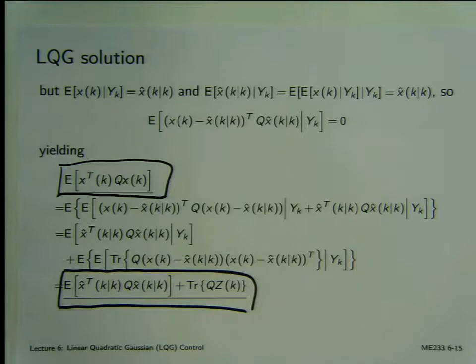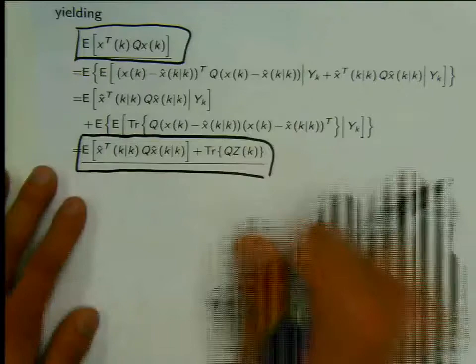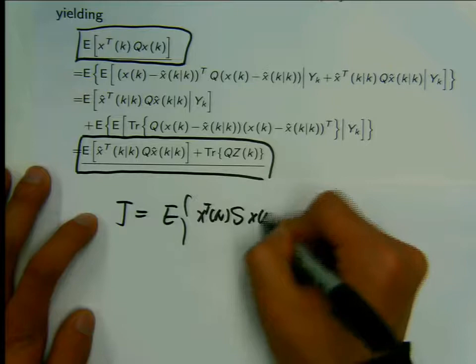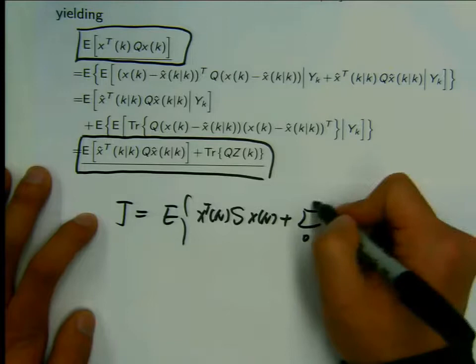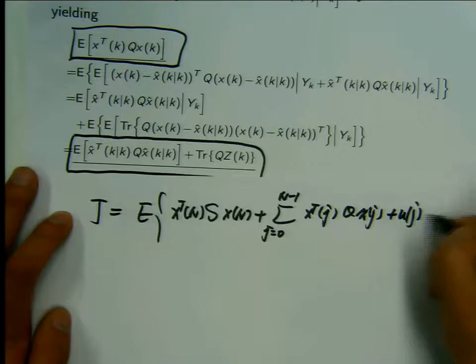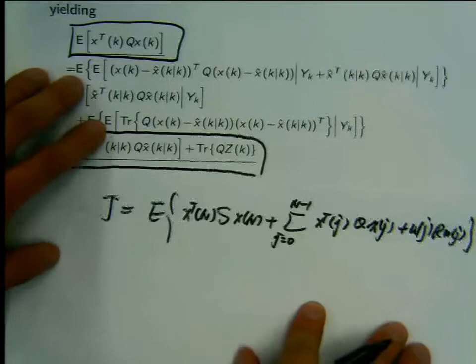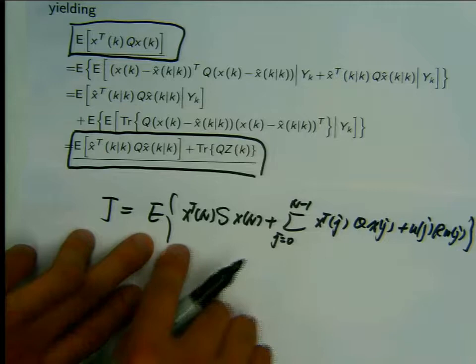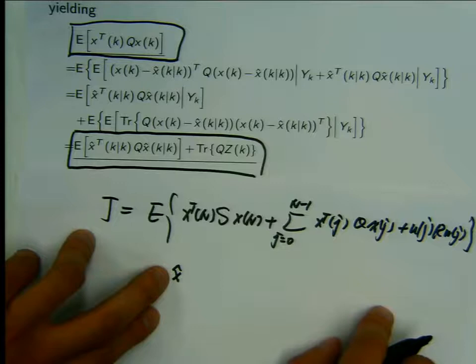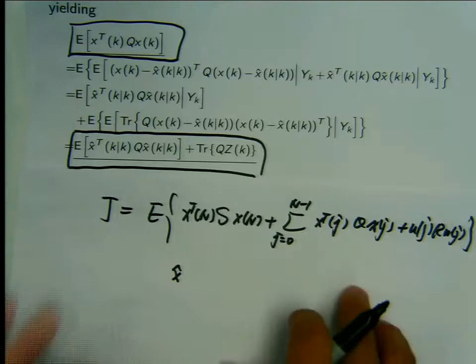If you recall what is J. Okay, so keep this in mind. If you recall, what is the cost in LQG? The cost is the expected value of x_N transpose S x_N plus the summation from j = 0 to N minus 1 of x_j transpose Q x_j plus u_j transpose R u_j. I want you to understand that now this quadratic function of x can be equivalently written as a quadratic function of x hat plus some other terms. That's the main message. And if we achieve doing that, I will claim that we essentially solved the LQG problem.